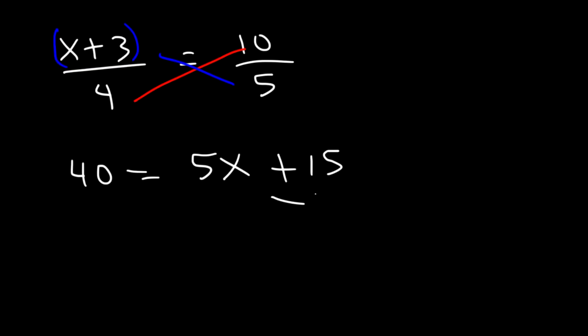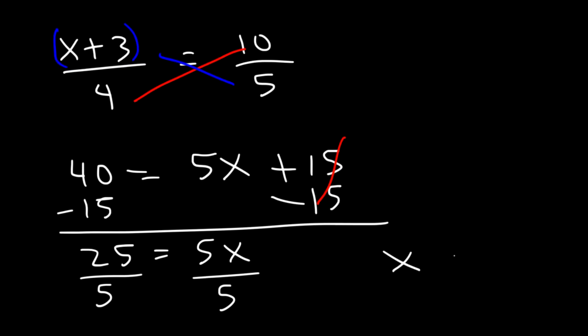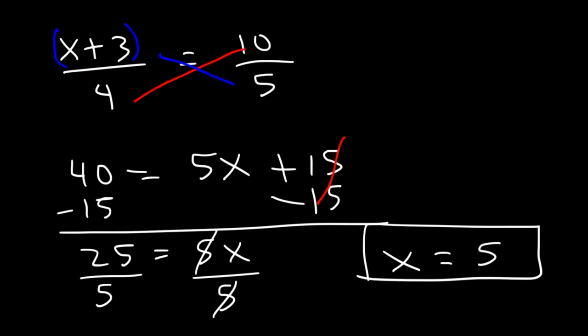Our next step is to subtract both sides by 15. 40 minus 15 is 25. So 25 is equal to 5x. Next, we need to divide both sides by 5. 25 divided by 5 is 5, so x is equal to that number. Go ahead and try this.